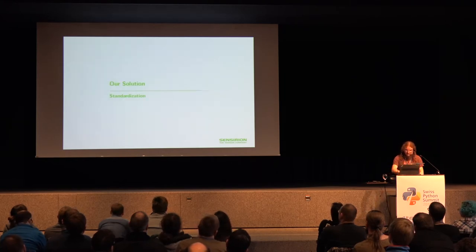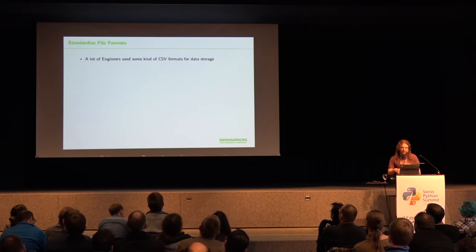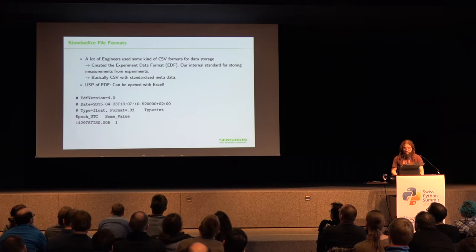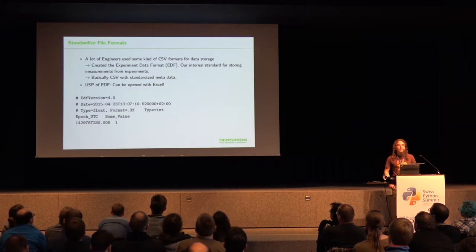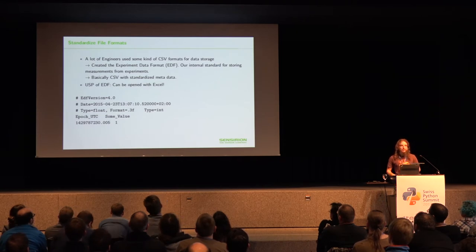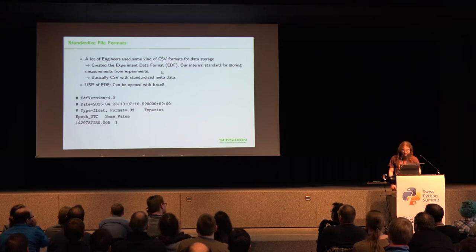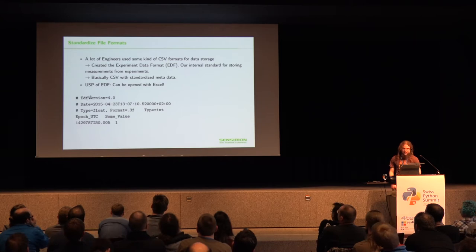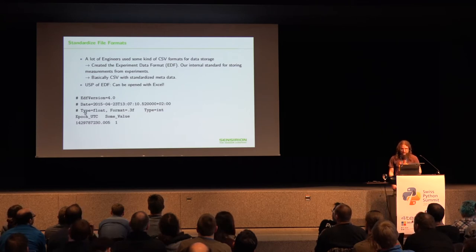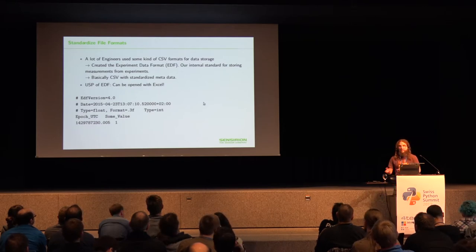And the other thing is standardization. Lots of engineers use comma-separated value formats for data storage. So we created our own internal standard for this kind of data. It's basically just CSV with standardized metadata. The awesome thing about EDF files is you can just double-click them and open them in Excel, and it shows up. This was a really important feature. You can see some small examples. You have the version, which is a must-have, the date, and it's strongly typed, which is important when parsing the CSV files, so you know what column has which type. This improves performance and stability if pandas can't recognize what type it should be.